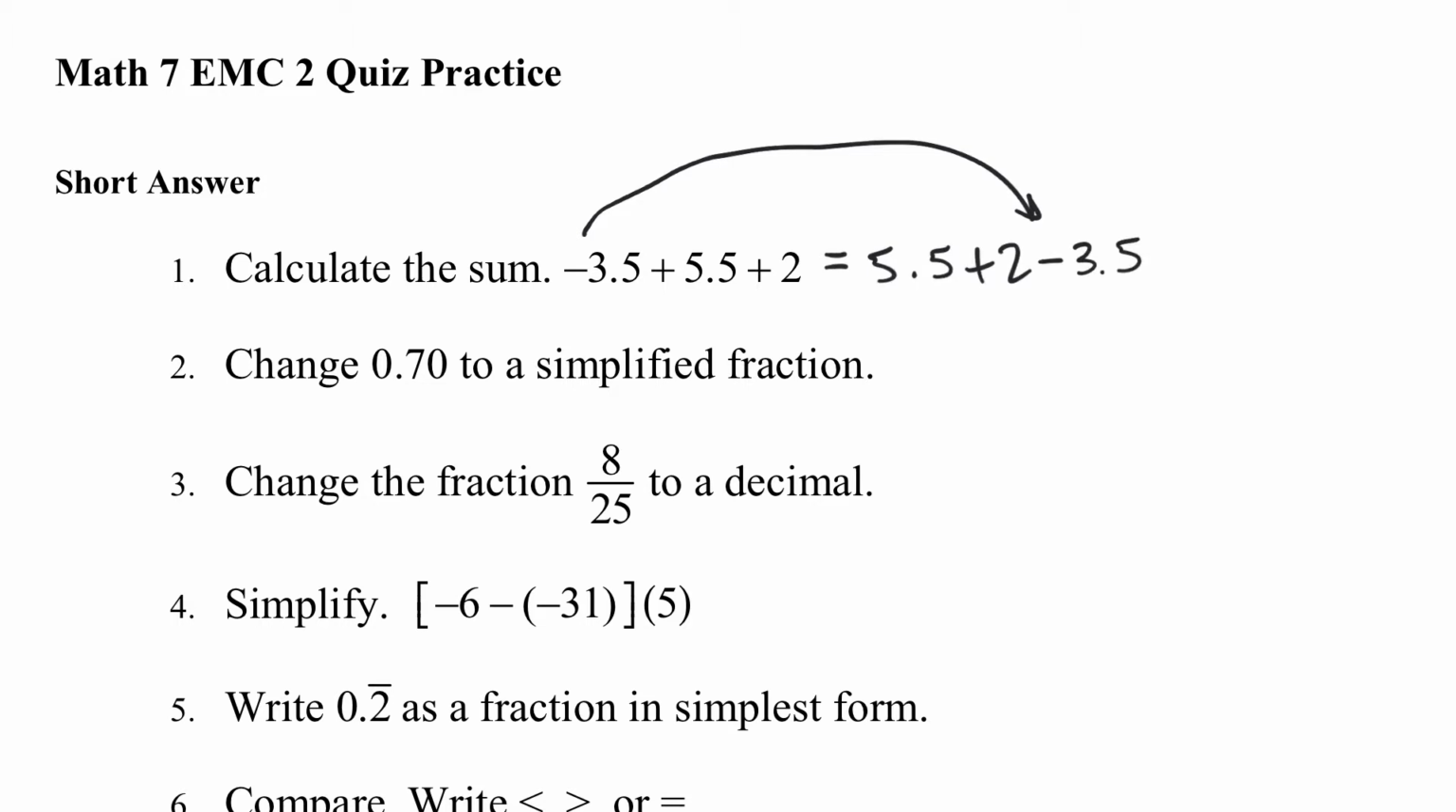Now you might be thinking, hey, that was a negative and now it's a minus or subtraction. Yeah, they count as the same thing. So if we add 5.5 plus 2, hopefully that's pretty obvious that this is going to be 7.5. But if it's not obvious, let me show you.